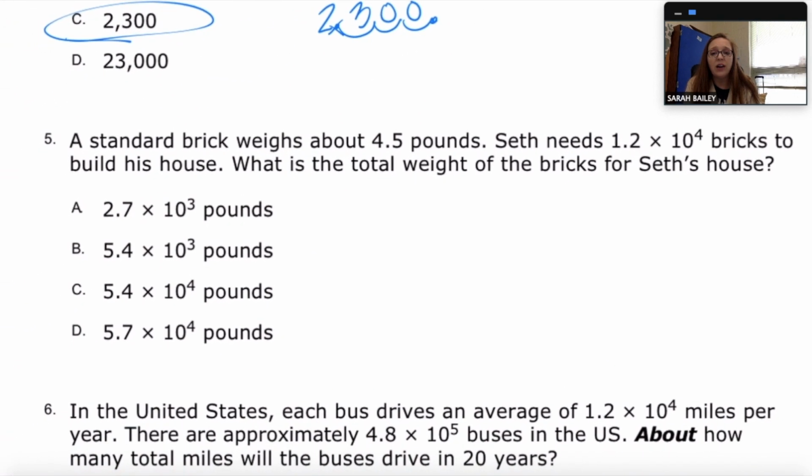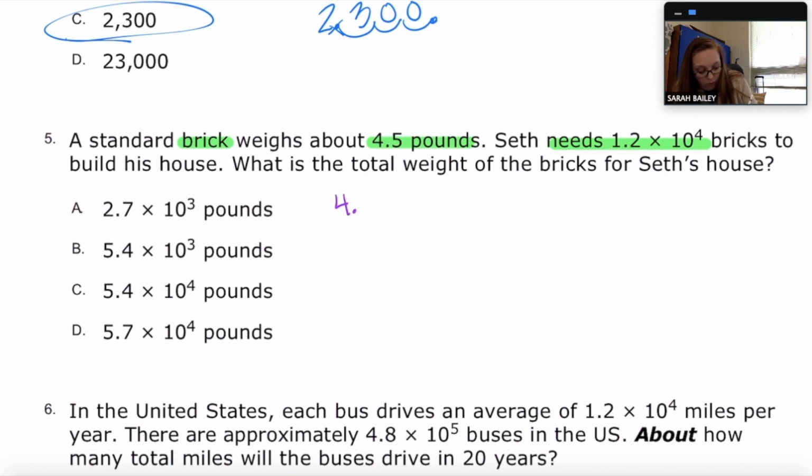So number 5, it says a standard brick weighs 4.5 pounds. Seth needs 1.2 times 10 to the 4th bricks to build his house. What is the total weight of the bricks for Seth's house? And notice all of your choices here are in scientific notation. So we know that this is the weight of a brick, 4.5 pounds, and then he needs this many bricks, 1.2 times 10 to the 4th. So we're going to multiply those two quantities together.